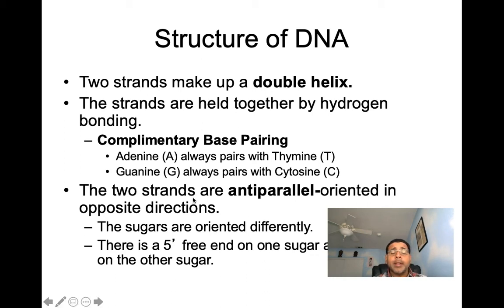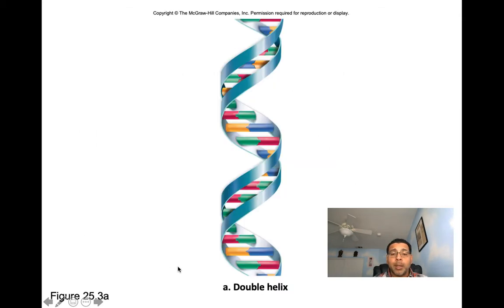And then our two strands are said to be anti-parallel, orientated in opposite directions. And we'll see why that is. We're going to see here the sugars are orientated differently. There is a 5' free end on one sugar and a 3' free end on the other sugar. So here we can see that.